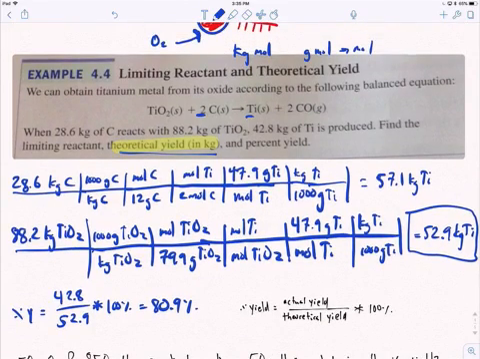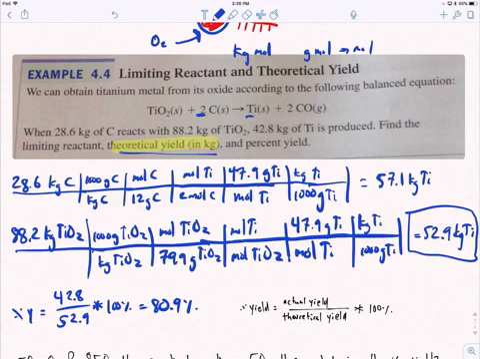So we did limiting reagent and theoretical yield. We've done limiting reagents before. The difference with this one is we had to look at the percent yield. So we were given a yield, and once we calculated the theoretical yield, we were able to get the percent yield from this. But in the end, it's similar to what we've done before.